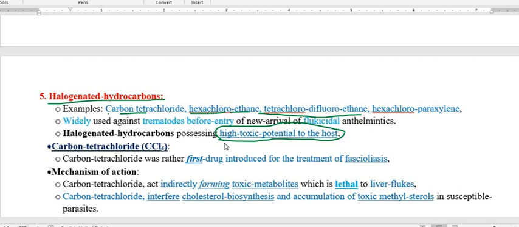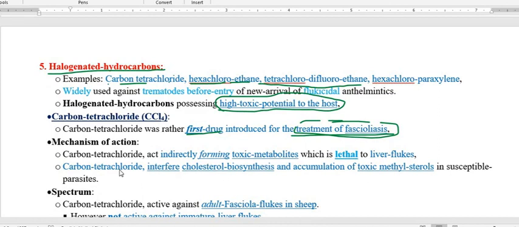So now we have to discuss the drugs. The first drug is carbon tetrachloride, CCl4. It is presumed that carbon tetrachloride was the first drug introduced for the treatment of Fasciola, particularly for the sheep. So this is a very, very important point.